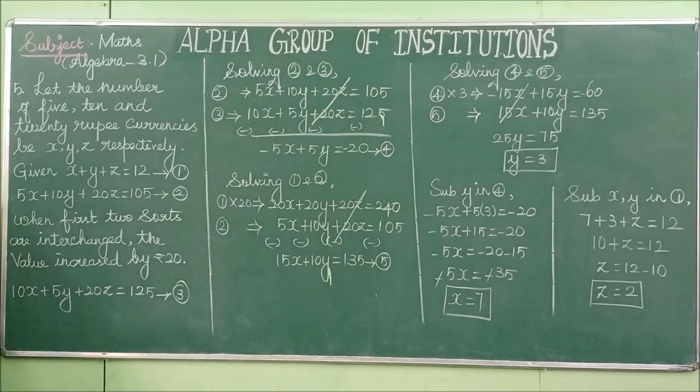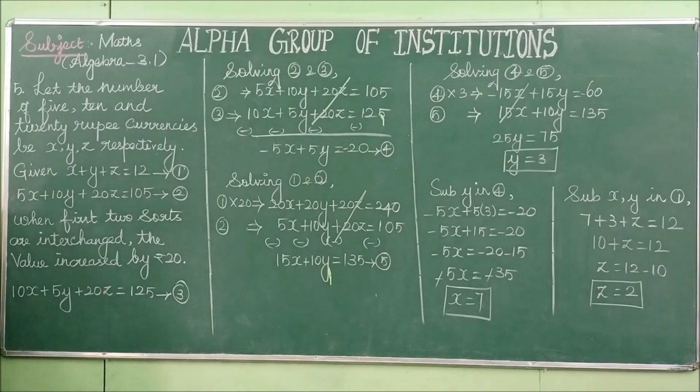Then what is the second statement? Whose total value is 105. So 5 into x for the 5 rupee currency, 10 into y for the 10 rupee currency, plus 20 into z for the 20 rupee currency, which is equal to the total sum, 105. Here, in total there will be 12 currencies, so x plus y plus z is equal to 12. In this second statement, 5 rupee, 10 rupee and 20 rupee currencies, the total sum is 105.